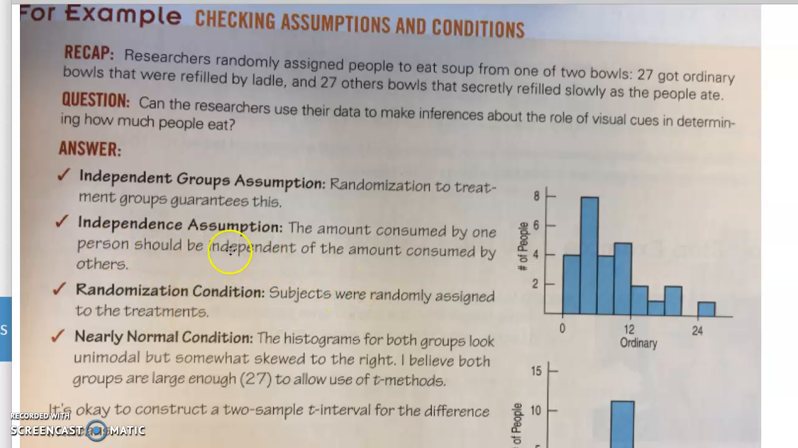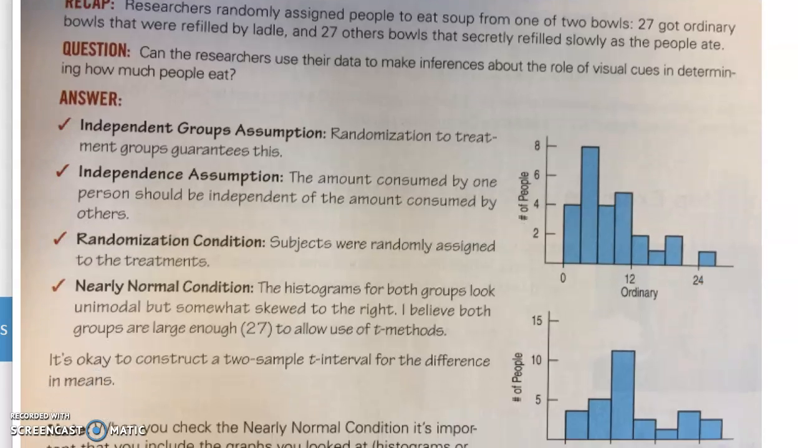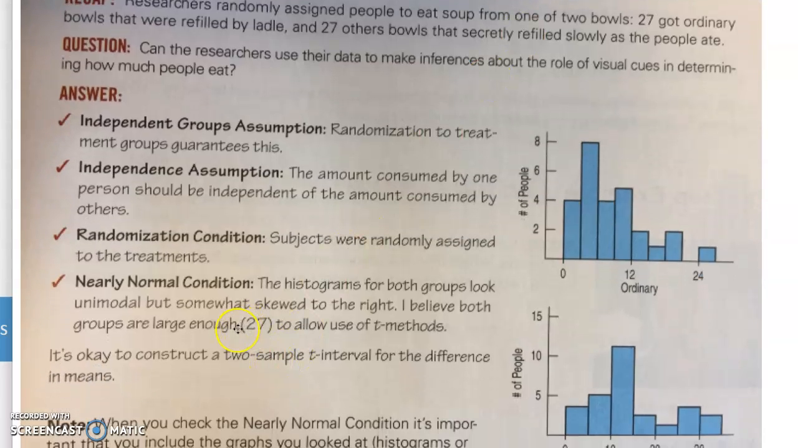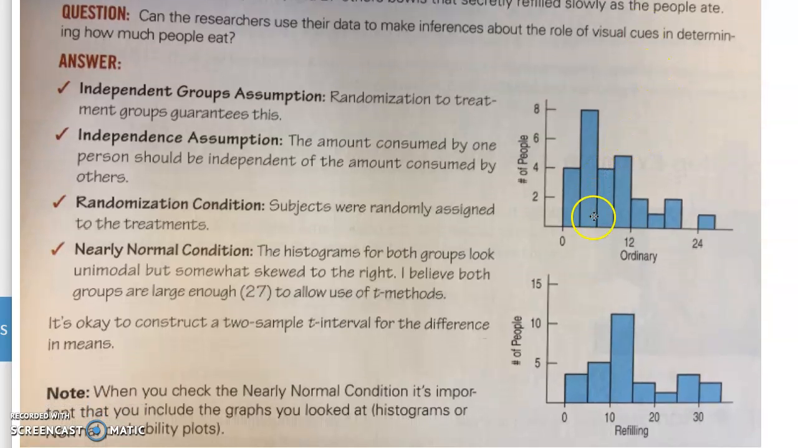The independence assumption: the amount consumed by one person should be independent of the amount consumed by others. And then the nearly normal condition. Because 27 is less than 30, we have to look at our histograms. So here are some histograms we will look at.